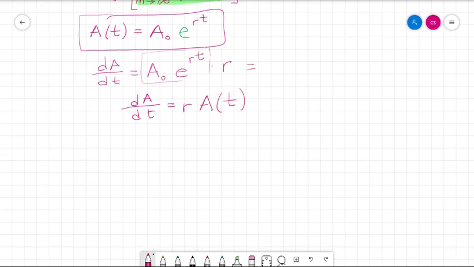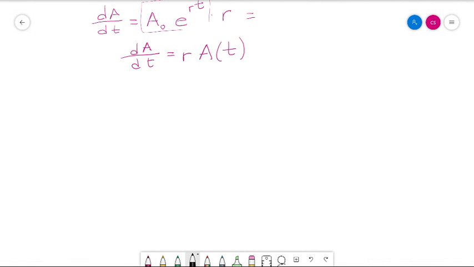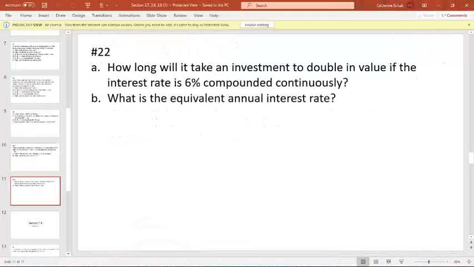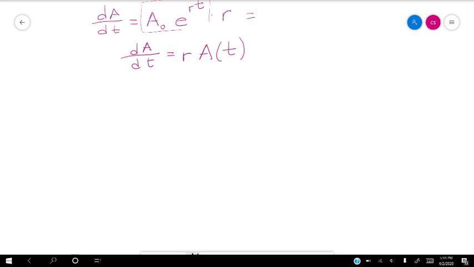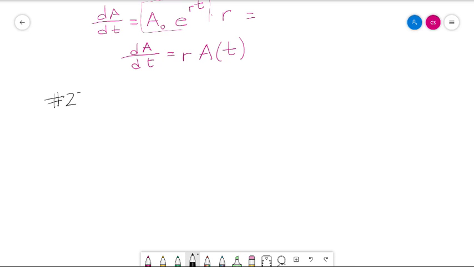Let's practice using our formula in our final example for this section. We're going to number 22. So we want to know, how long will it take an investment to double in value if the interest rate is 6% compounded continuously? Okay, so you'll notice now that we've derived the formula, we're just going to use algebra. We have our formula. It's always nice to write out the formula once you realize the situation we're in. They're talking about compounding continuously and rates, so that's the one we're going to use. And they're telling us that our original amount is going to double, or when is the original amount going to double with 6% interest compounding continuously?